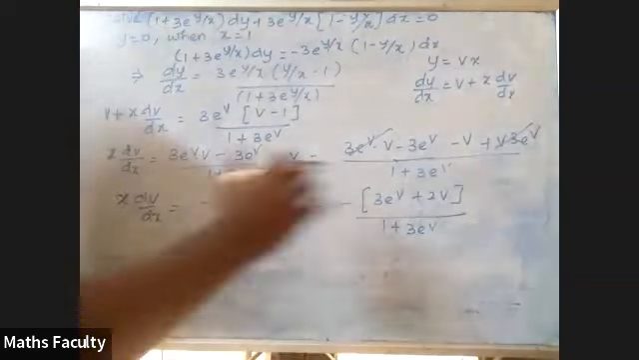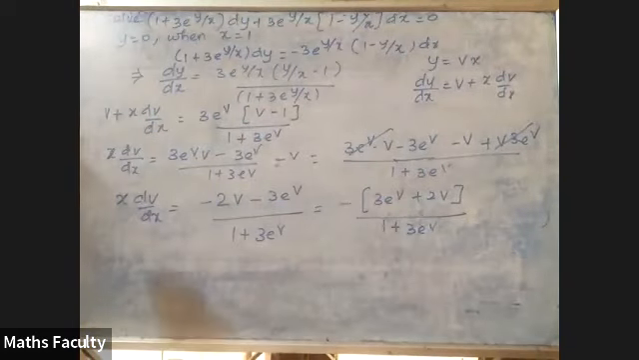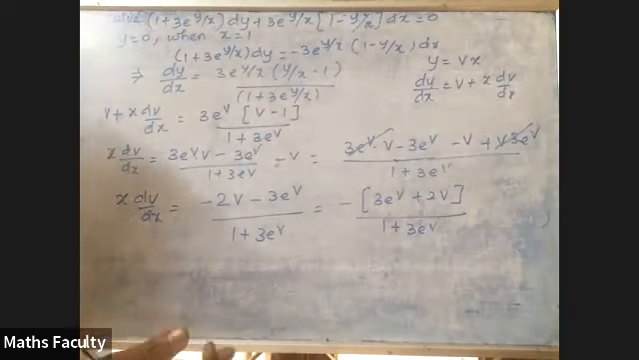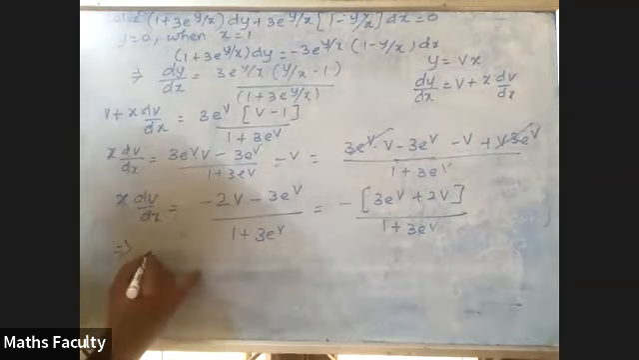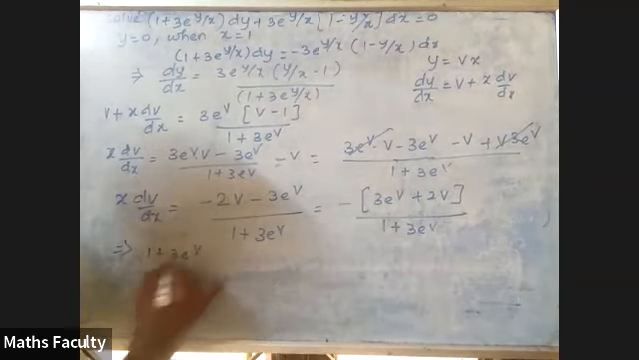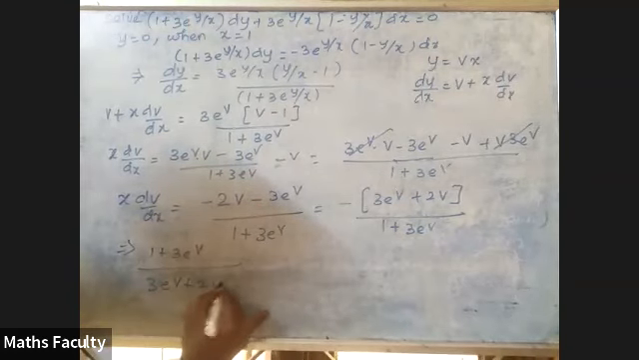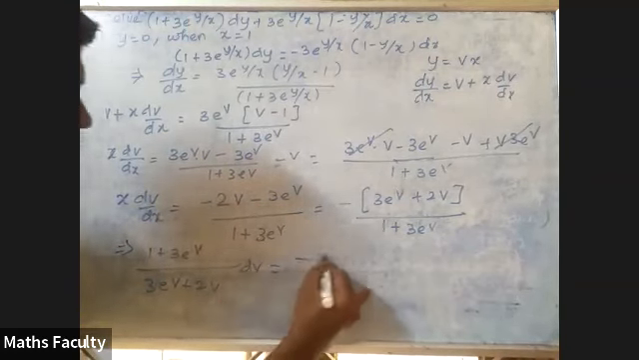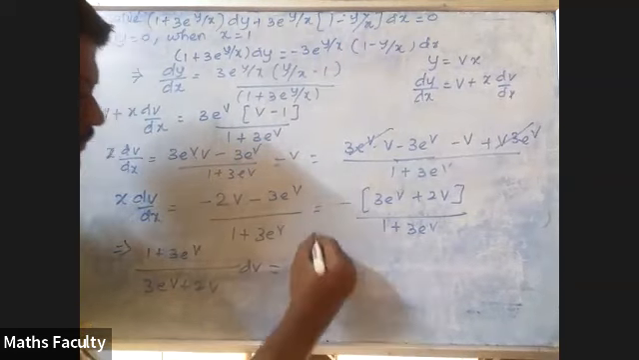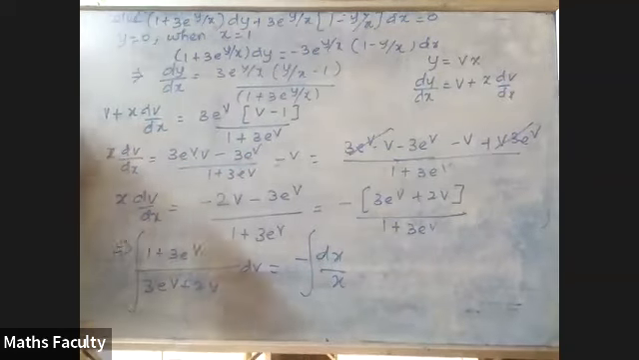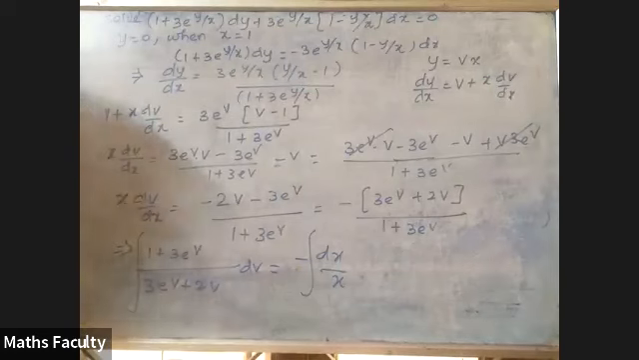Keep the side full of v terms now. We are separating the variables in terms of v and x. So therefore, on the v side we get 1 plus 3 e power v divided by 3 e power v plus 2v into dv, which equals minus dx by x. Now integrating on both sides because the variables are separated: on the left hand side we have v, on the right hand side we have x terms.